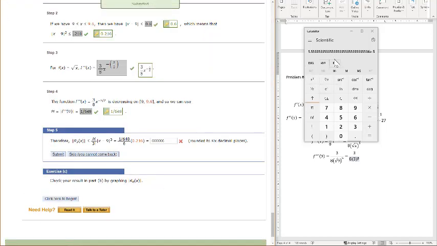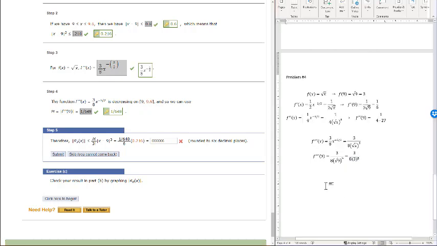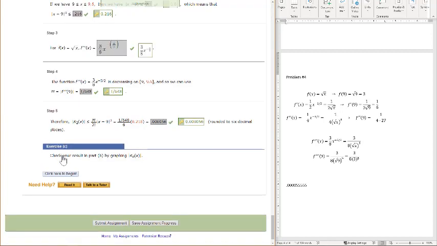All right, let's try that again. So this is 1, 2, 3, 4, 5. So that's 4 zeros, and then a 5. And so we want to round off to 6 decimal places. 1, 2, 3, 4. Oh, this should be a 5, 6. Okay. So that's good. Now we want to check the result by graphing Rn.